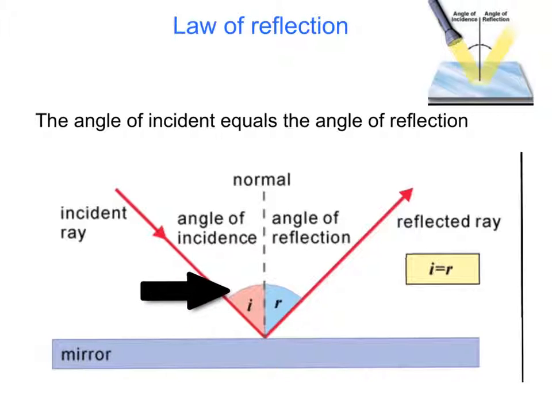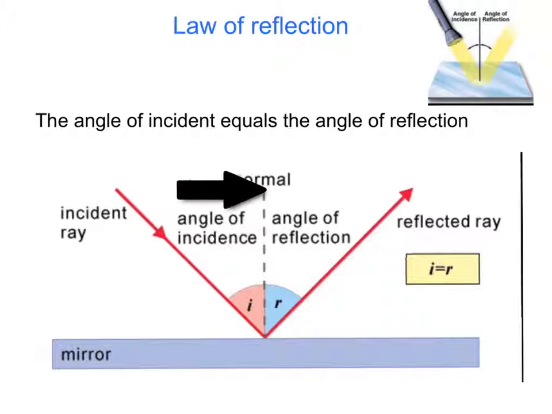Now we know that where our incident ray comes in, an angle is formed between that incident ray and our normal line. That is our angle of incident. And then we have our reflected line, and the angle formed between our reflected line and our normal is our angle of reflection. The law of reflection states that the angle of incident is equal to the angle of reflection. So if we know this angle, we will likewise know this angle.